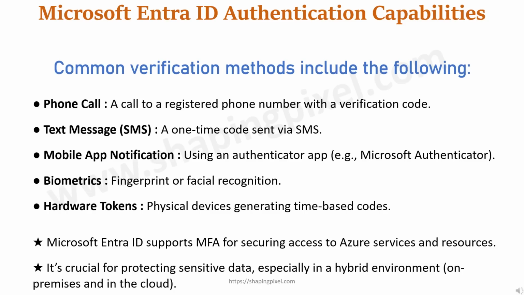Common verification methods include the following. Phone call: a call to a registered phone number with a verification code. Text message: a one-time code sent via SMS. Mobile app notification: using an authenticator app. Biometrics: fingerprint or facial recognition. Hardware tokens: physical devices generating time-based codes.